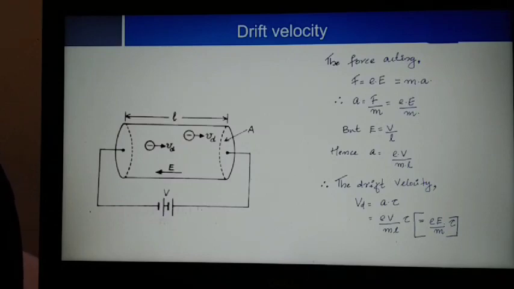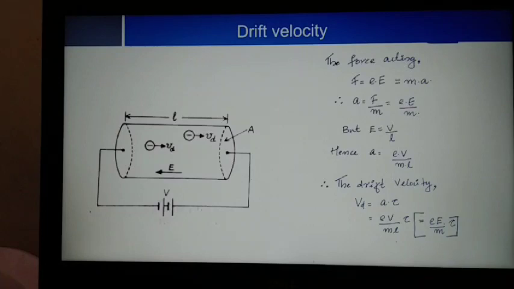So drift velocity, or velocity, you can calculate as acceleration into time. Here drift velocity Vd is equal to acceleration into relaxation time. What is relaxation time? Relaxation time is denoted by tau. So Vd is equal to acceleration into tau, where acceleration is equal to eV by ml, multiplied by tau.